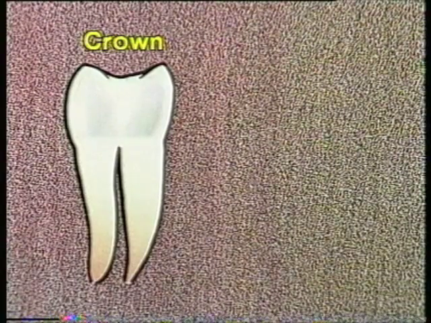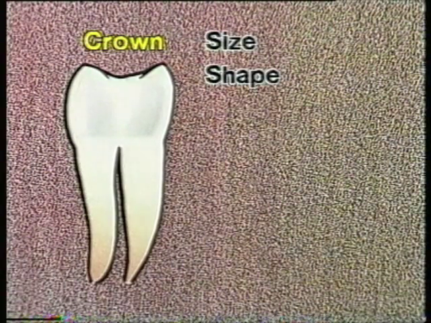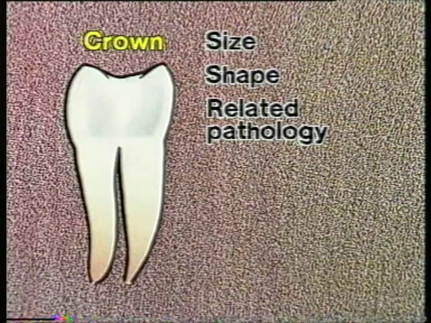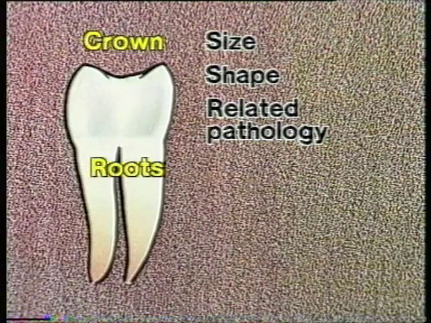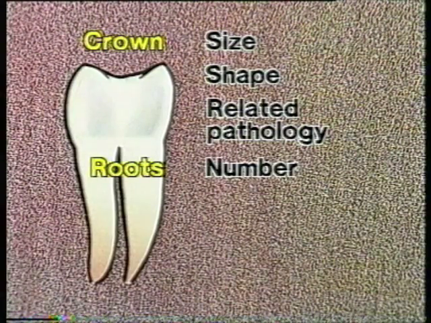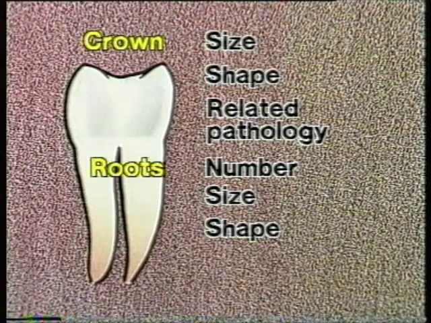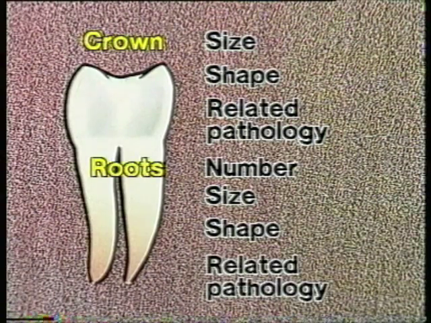This program has dealt with the morphology of the third molar itself. The things we have considered are the crown, its size, shape, and if any pathology is associated with it. Also, the morphological features of the roots that are important, such as the number, the size and shape, and whether they are affected by any pathological process. By analysing all these features, an overall picture of the problems presented by the tooth is beginning to emerge.